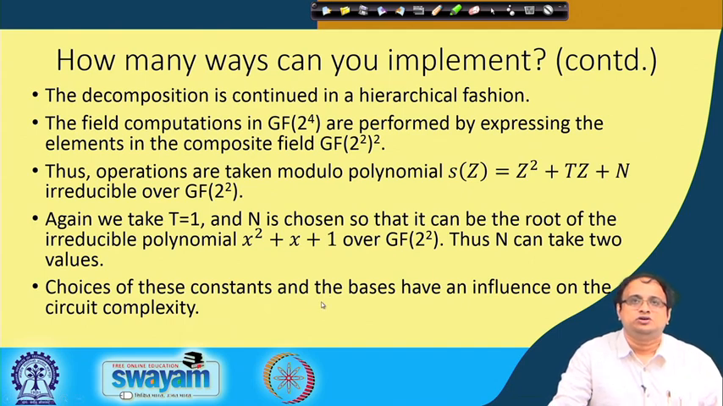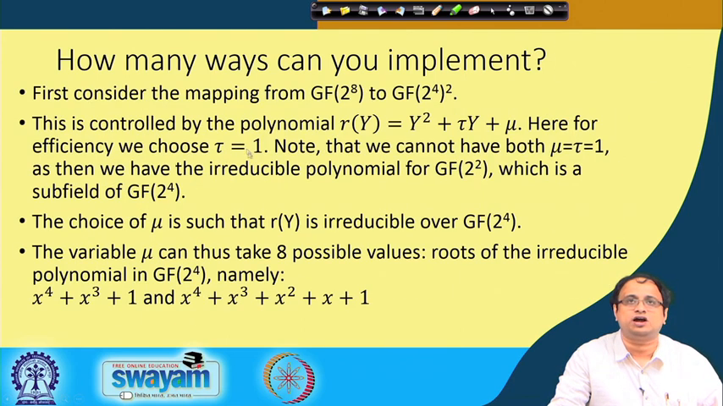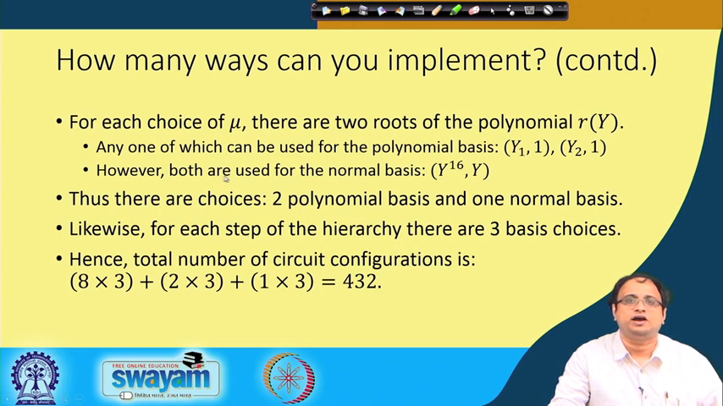For example, if you are using polynomial basis, for each choice of mu, suppose I fix mu, then your polynomial r(y) gets fixed, because r(y) is y^2 + tau y + mu. Tau is 1, so if I fix mu, then this polynomial gets fixed, and therefore the equation y^2 + y + mu will have two roots. Each of these roots can be independently used as the polynomial basis. So I can choose the polynomial basis as (y1, 1), or I can choose the polynomial basis as (y2, 1); both of them are polynomial bases.